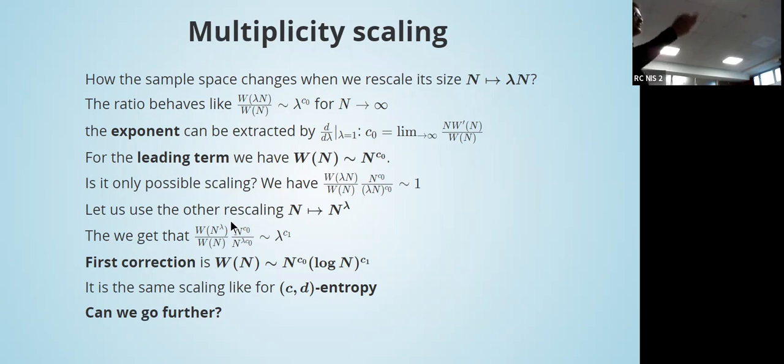And then you can show by a mathematical theorem that if you do it for large n, then the ratio of the multiplicity goes like lambda to some constant. So this is a mathematical theorem that is not so difficult to prove. And then you have this exponent. So basically the leading term is always n to c0. Then you can do the second scaling, where you rescale not n to lambda n, but n to n to the lambda. So you have this power rescaling, and then you can do the same with the correction to the first term. And then you have this first correction, which is n to c0 log n to c1, etc. So you see the pattern here.